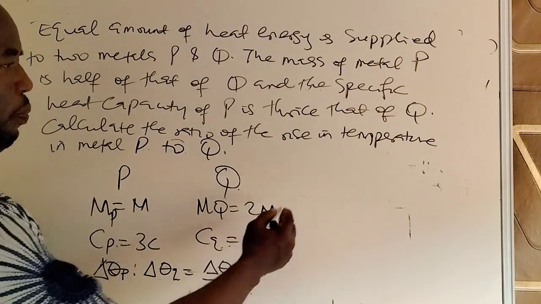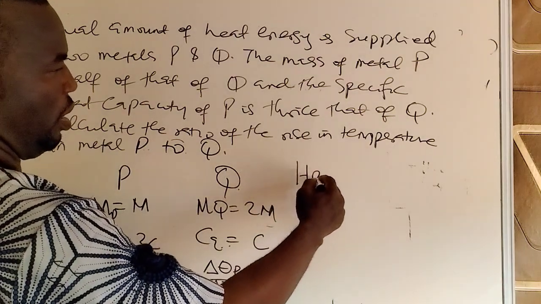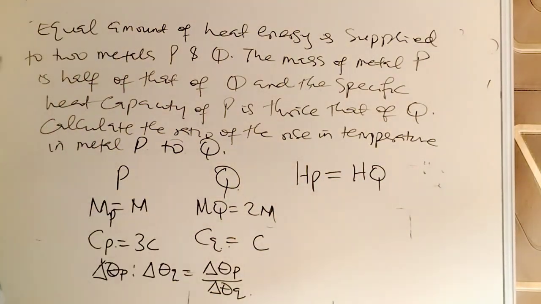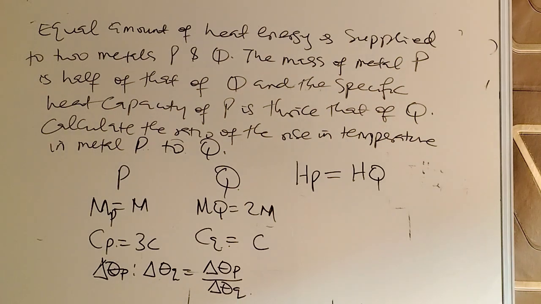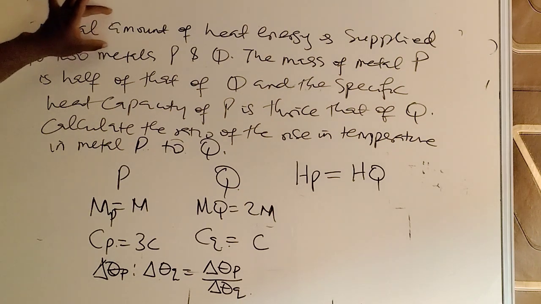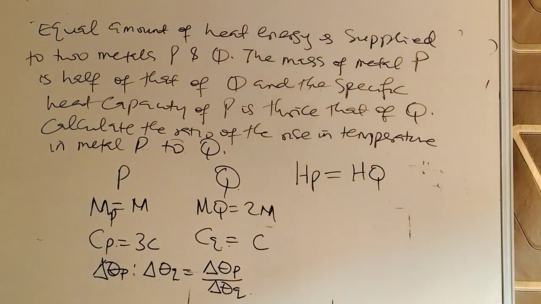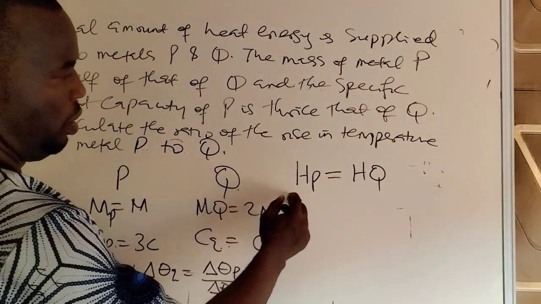It means that the heat supplied to P is the same as the heat supplied to Q. So an equal amount of heat was supplied to the two metals. It does not mean they were mixed together, but since they say equal amount of heat was supplied, it means that if 1000 joules of heat was supplied to P, then 1000 joules of heat was also supplied to Q. So we apply the same process.